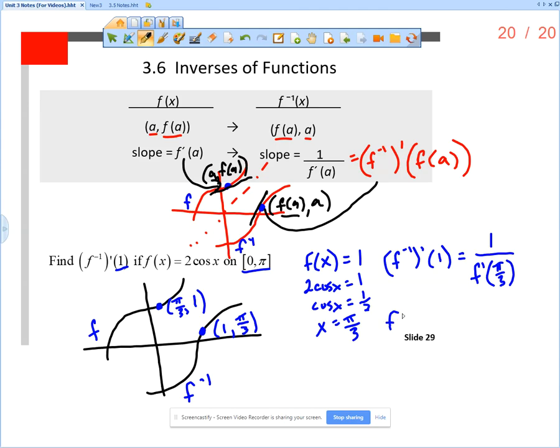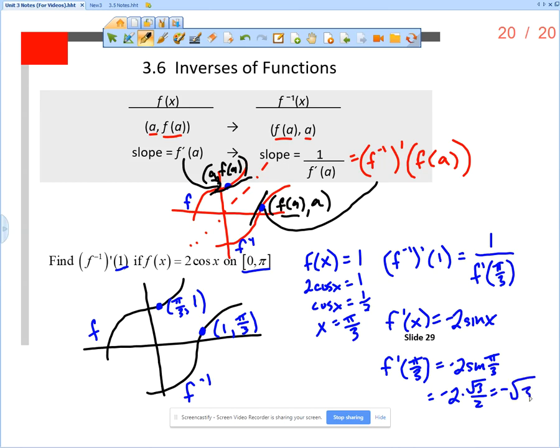So f prime of x. f is 2 cosine x, so f prime would be -2 sine x. And so I want to evaluate f prime of pi over 3. So -2 times the sine of pi over 3, which is √3 over 2. So I get -√3, which means that f inverse prime of 1 is 1 over -√3. So of course, if you rationalize, you would get -√3 over 3. And so that is slides 26 through 29.